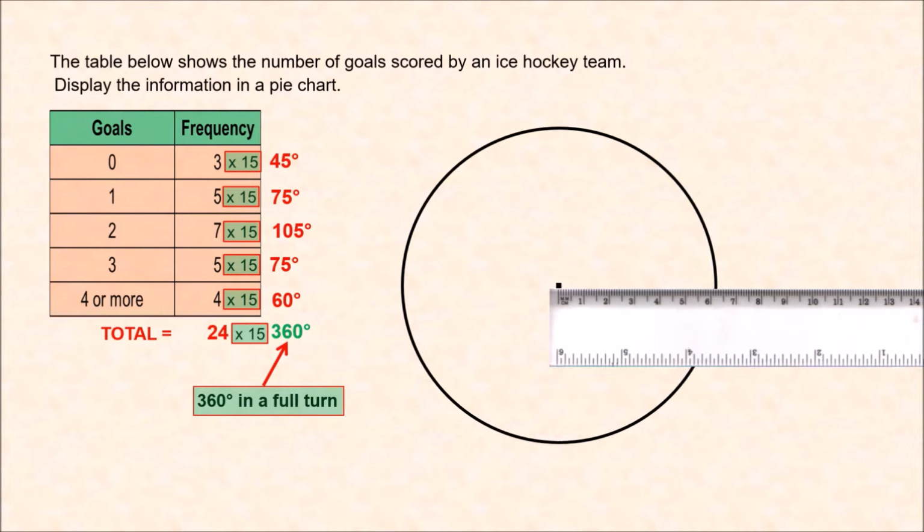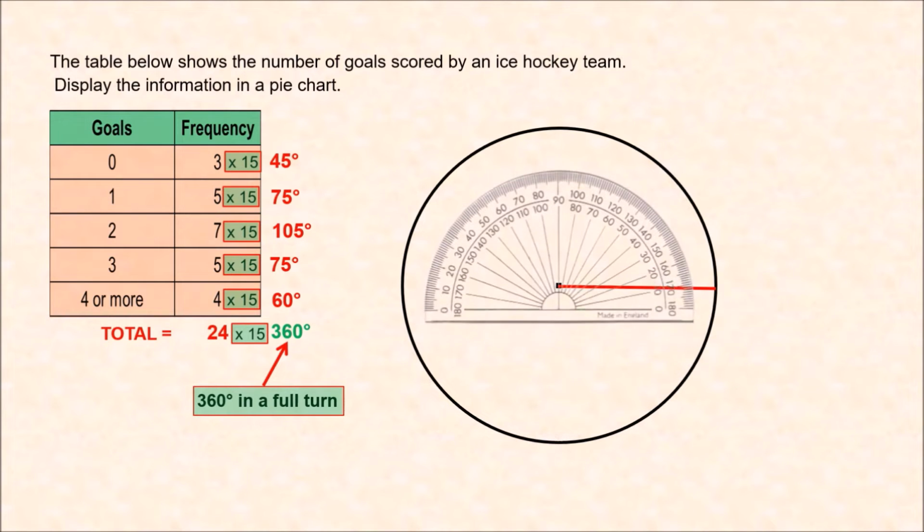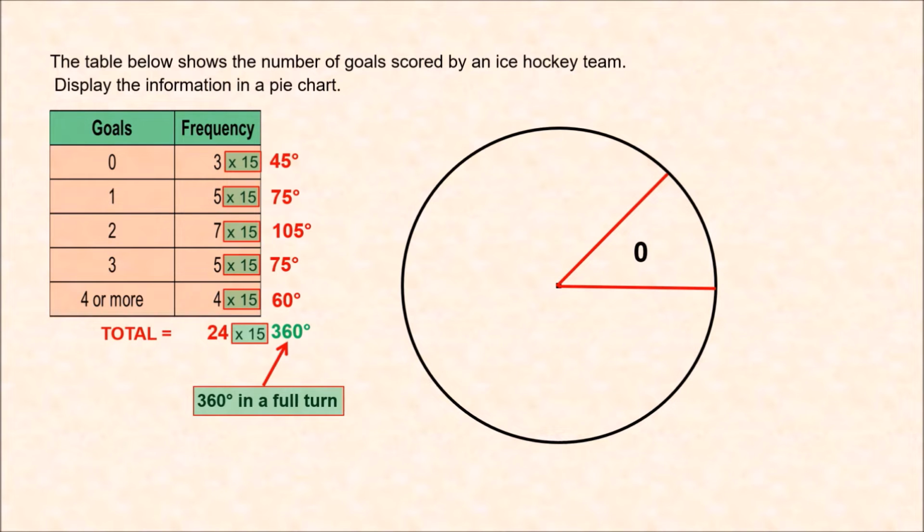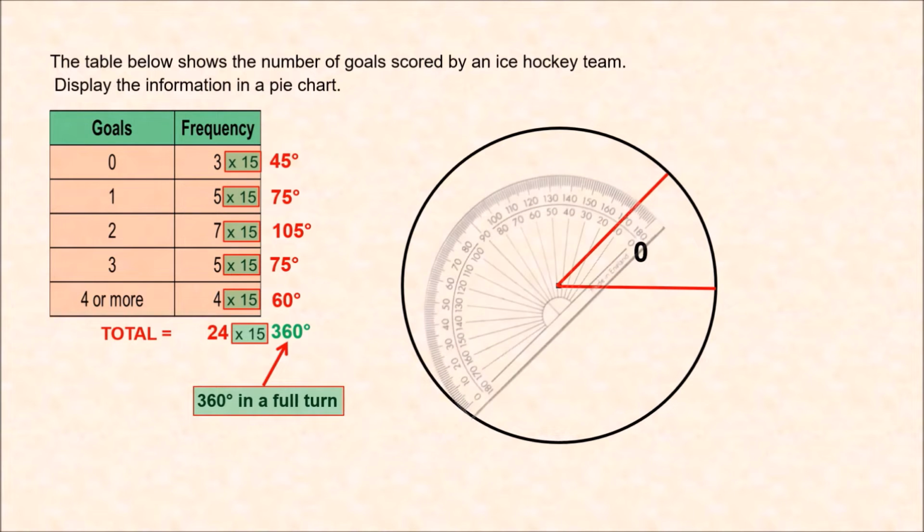Then start with 1 radius. Then using your protractor, draw, using the inner scale. Use the inner scale to mark 45 degrees, and that will be 0 goals.